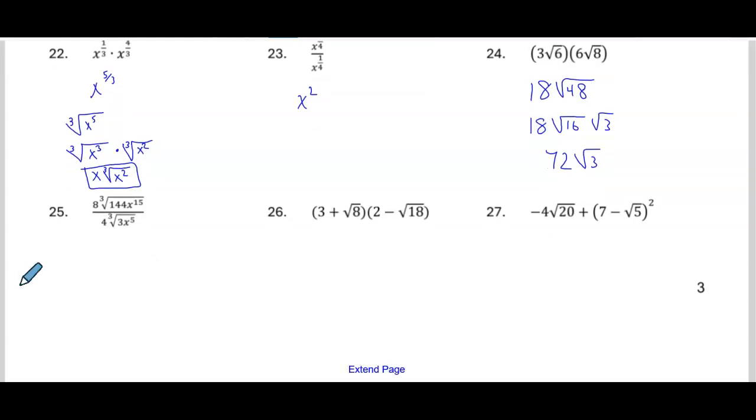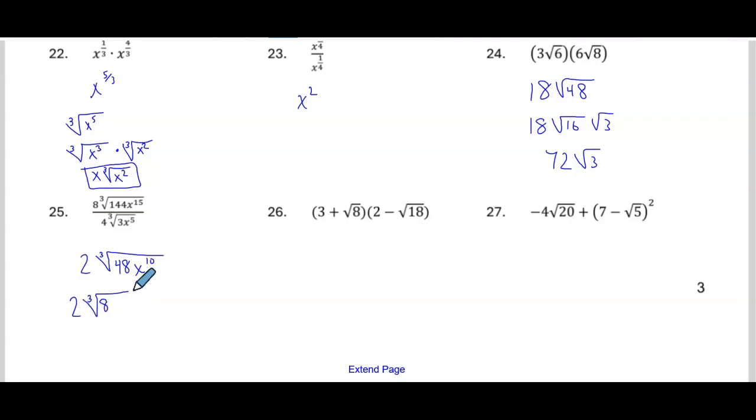Alright, bottom row. There's no binomials here. I just want to reduce. So 8/4 reduces to 2. The cube root, 144 divides by 3. And the x's are different by 10. And then I just need to split this. So I need to look on the cubes list this time. I don't want to do the same 16 times 3. Look on the cubes list. You should be doing 8 times 6.